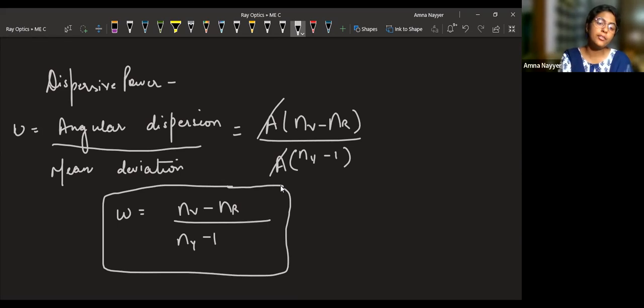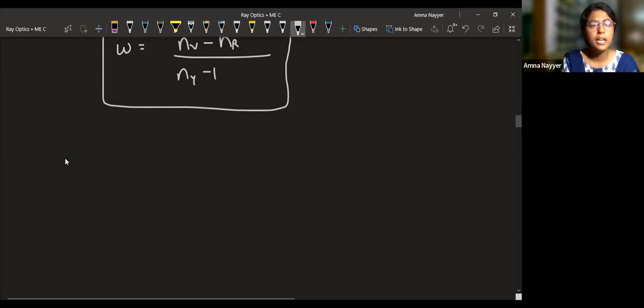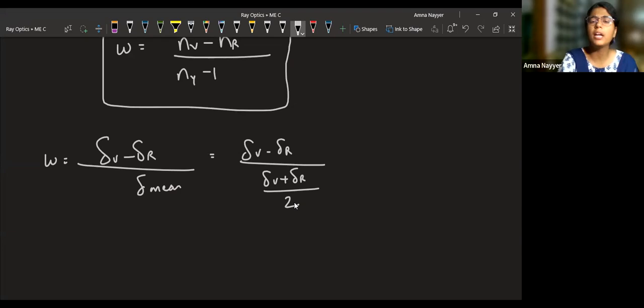One more thing. This is in terms of refractive index, no? If you want to write it in terms of angle of deviation, then also you can write it: delta V minus delta R by the mean value that has been calculated. This was angular dispersion, and this was mean deviation. So it becomes delta V minus delta R, and delta mean was simply delta V plus delta R divided by 2. So you can write like this also, wherever in numericals these are used.